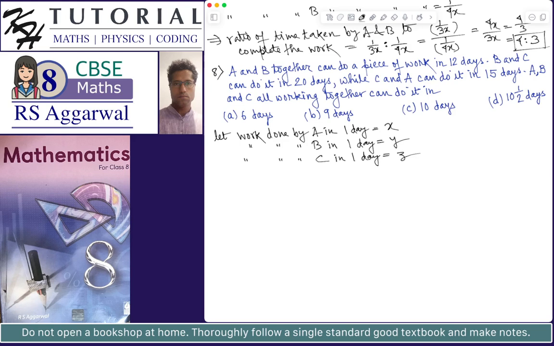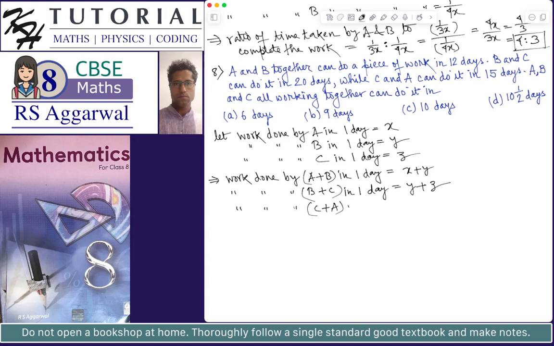Okay, now based on this assumption, we can say that the work done by A plus B in 1 day is equal to X plus Y. Also, the work done by B plus C in 1 day will be equal to Y plus Z, and the work done by C plus A in 1 day will be equal to X plus Z.